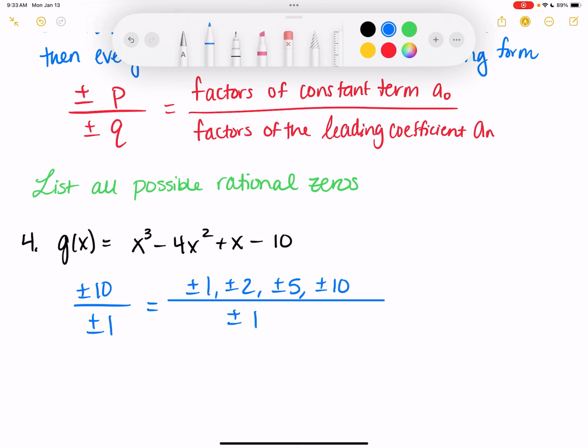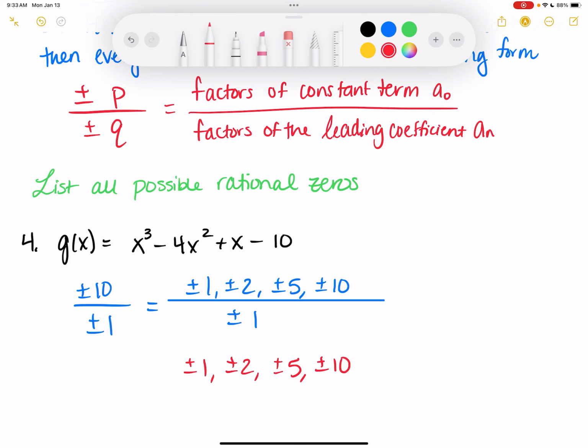Now, this isn't done. Writing all possible is writing them each individually. In this case, because it's all over 1, obviously it's not that different. And when we get farther along, I won't make you necessarily write it over 1. But for the sake of you seeing it, I'm going to do this. So the way that your answer actually will end up being written is plus or minus 1, plus or minus 2, plus or minus 5, and plus or minus 10.